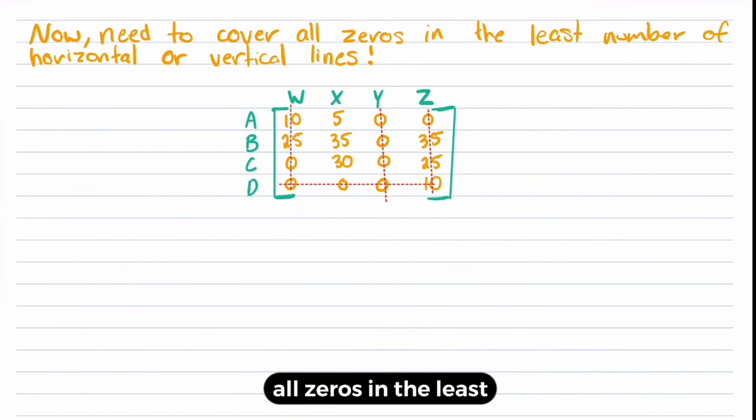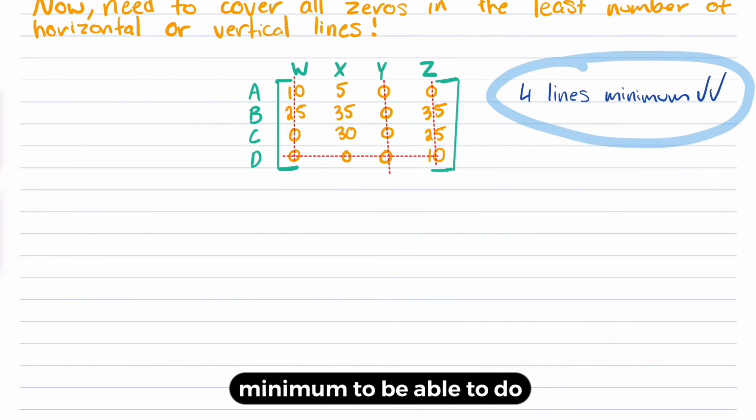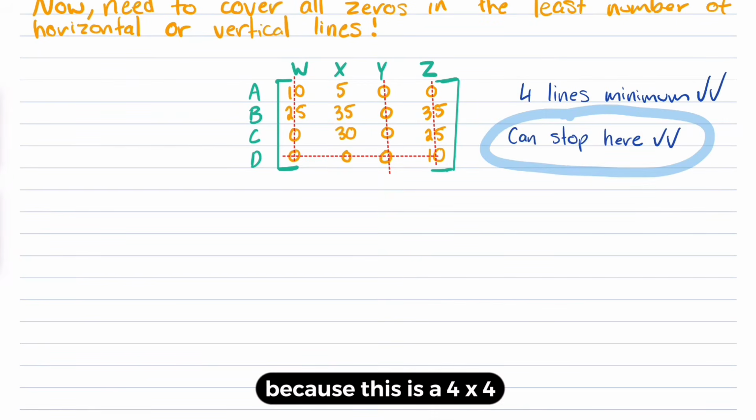So now I need to cover all zeros in the least number of horizontal and vertical lines possible. And notice that this took me 4 lines minimum to be able to do that. Because this is a 4x4 matrix, I can stop here. I'm done.